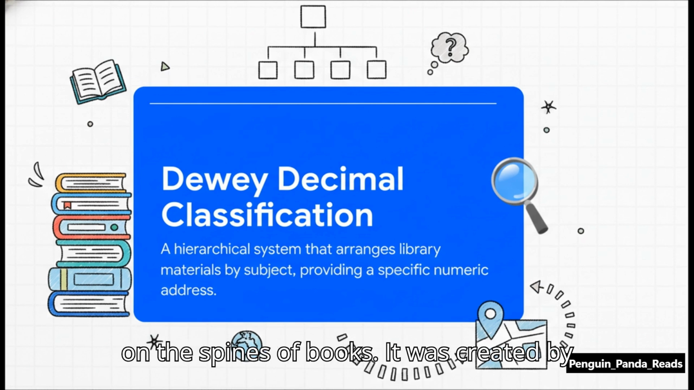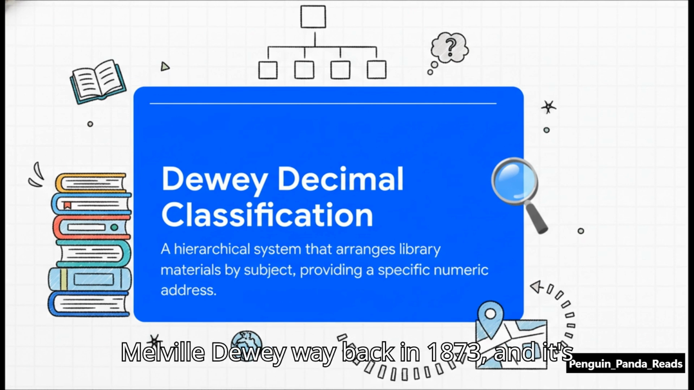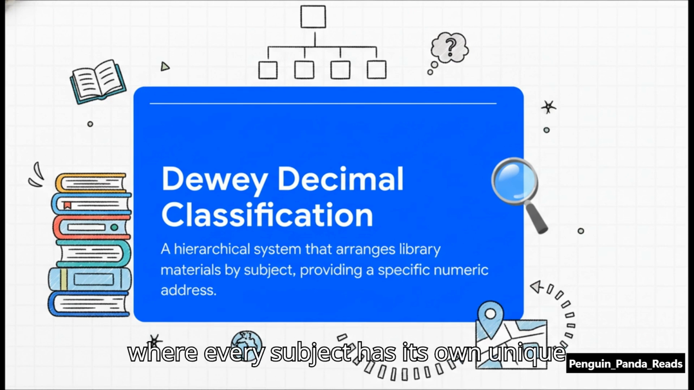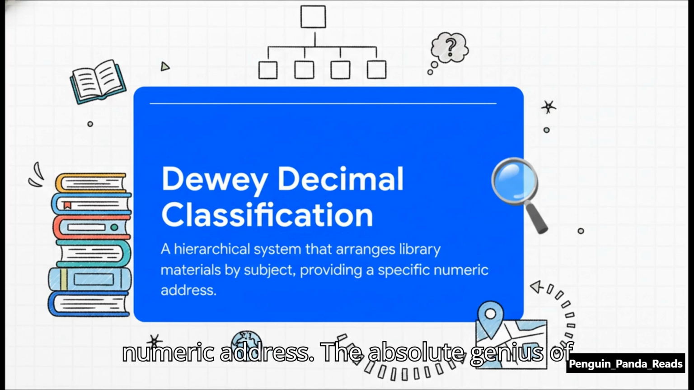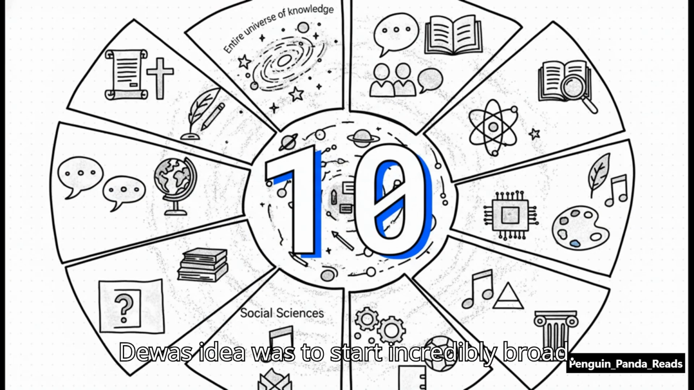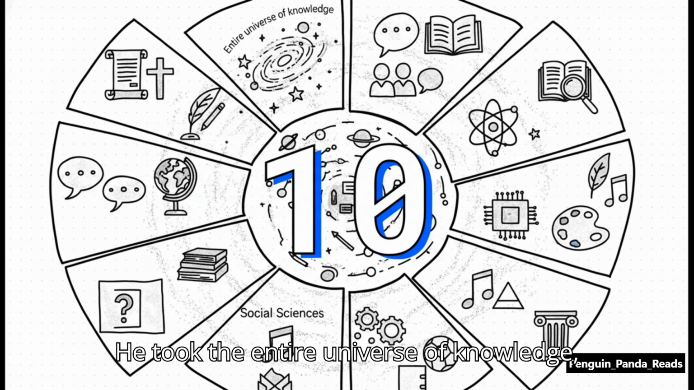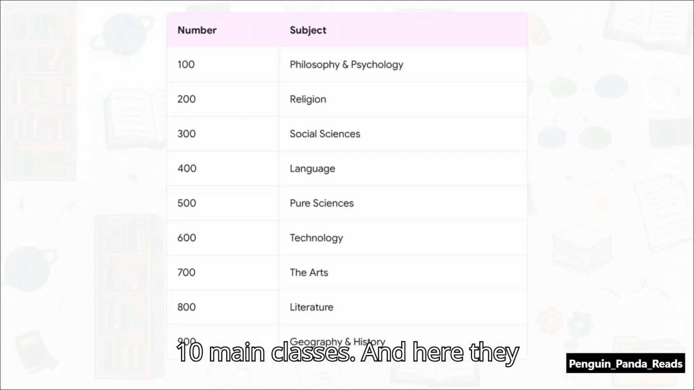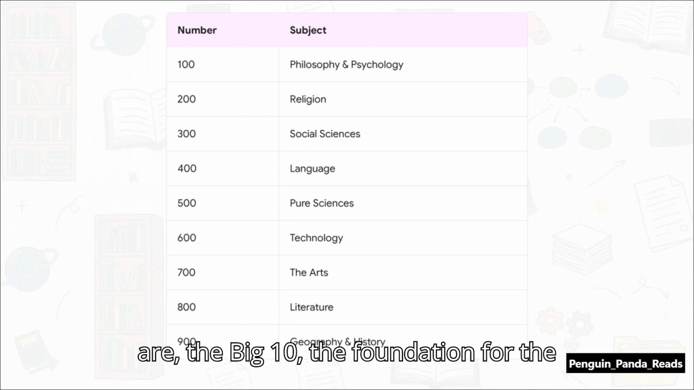You've probably seen these numbers on the spines of books. It was created by Melville Dewey way back in 1873, and it's basically a map of all human knowledge, where every subject has its own unique numeric address. The absolute genius of Dewey's idea was to start incredibly broad. He took the entire universe of knowledge, everything humans have ever thought or written about, and divided it into just 10 main classes. And here they are, the Big 10, the foundation for the whole system.